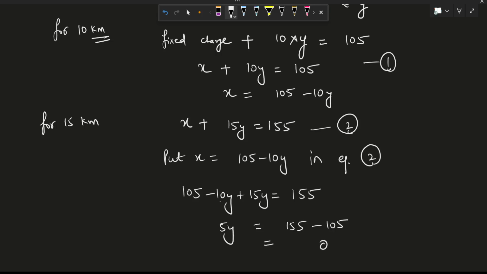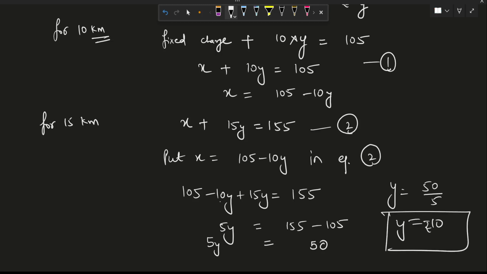5 minus 5, 0. 15. So it's 5 over here, 5y. So y comes out to be 50 by 5, 10. That's the value of y. Charge per kilometer is coming out to be this.